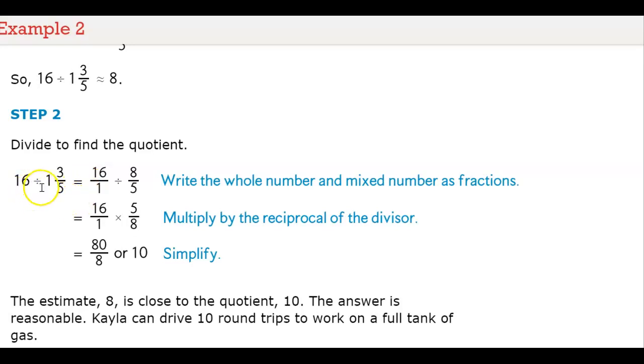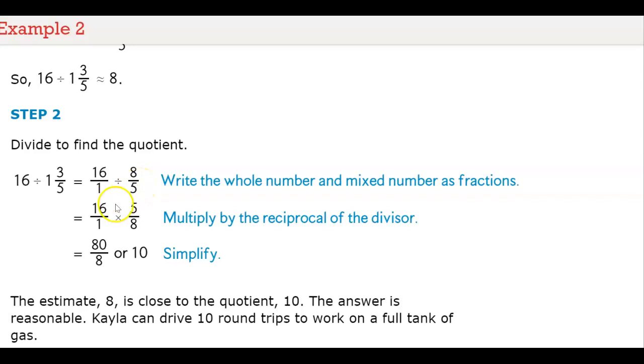So we have 16 divided by 1 3/5. Any whole number you want to make a fraction, you just put it over 1. So you have 16 over 1 divided by 8 over 5. And remember, we are changing this mixed number to the improper fraction. So 5 times 1 is 5, and 5 plus 3 is 8. So that's where the 8/5 comes from.